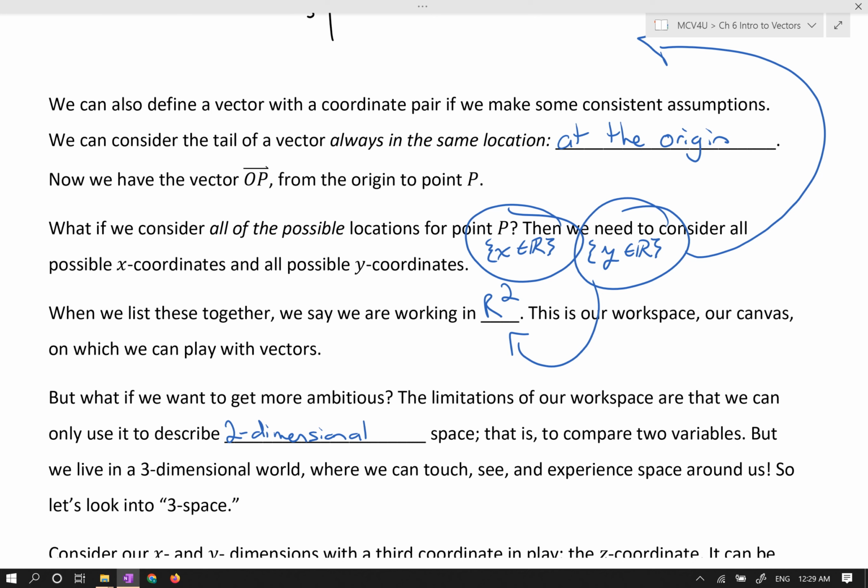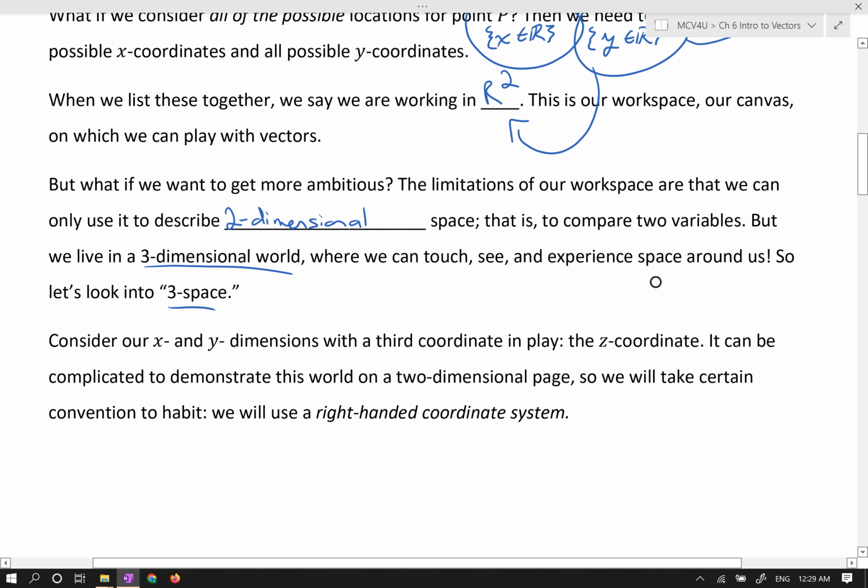Or if we look at our directions on a compass rose, then we're looking at north, south, east, and west, and up and down from the surface of our planet. So we're describing these with 3 dimensions. And if we're going to assign 3 dimensions in math, we're going to work in 3 space.